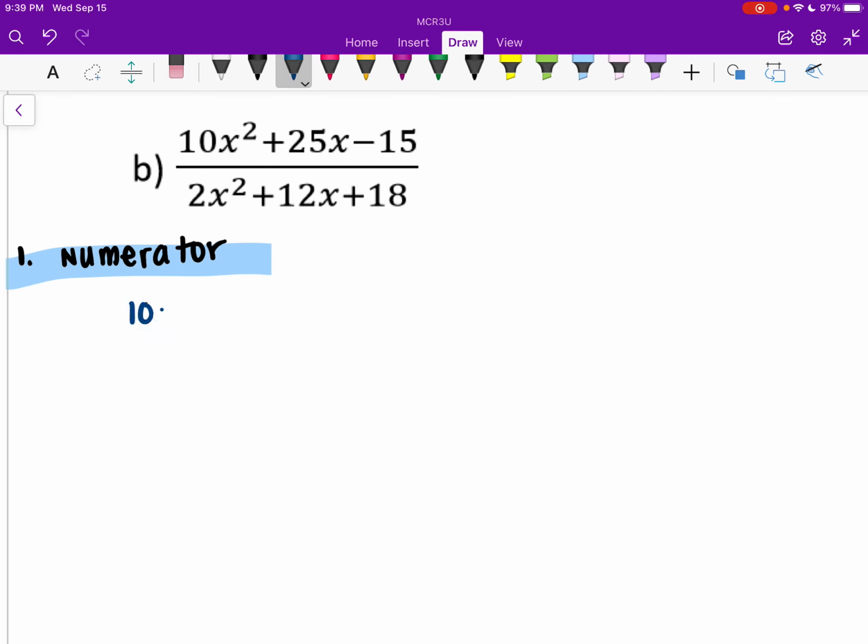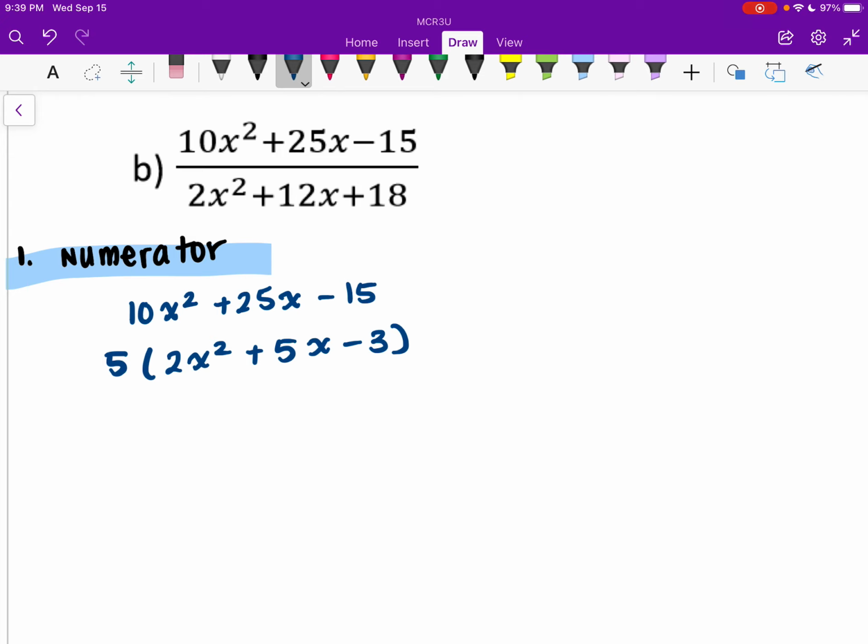So I'm going to say 10x squared plus 25x minus 15. Right off the bat, I can see 10, 25, and 15. Those are all multiples of 5, so I know I can pull the 5 out. Can't pull out an x or anything like that, so I'm just going to divide 10 by 5, which gives me 2x squared. 25 divided by 5 gives me 5x. And 15 divided by 5 gives me 3, right?